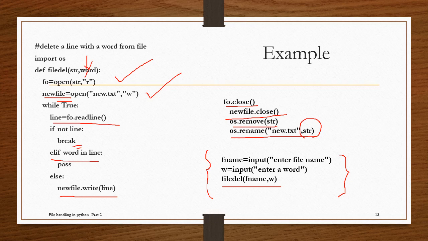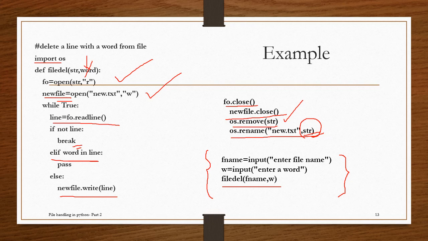So actually, with the help of a new file, we are removing the contents from the original file. And we will remove the original file from the memory using the os.remove method. For that, we have imported the os module. Once the original file with the file name contained in this str variable is removed, we are replacing the new file with our original file name, so that our original file contains the content with the particular word which we were supposed to remove removed.